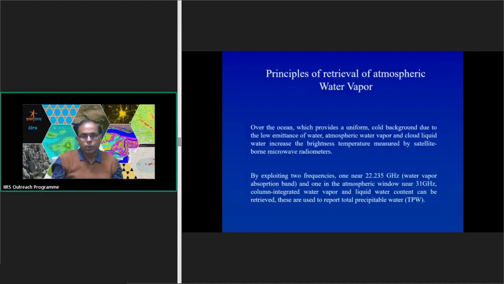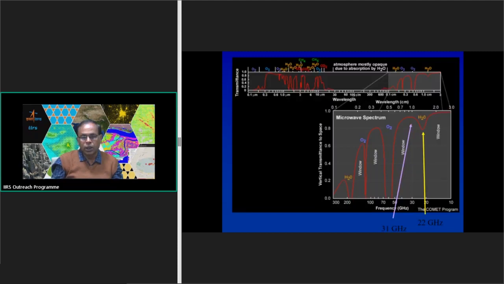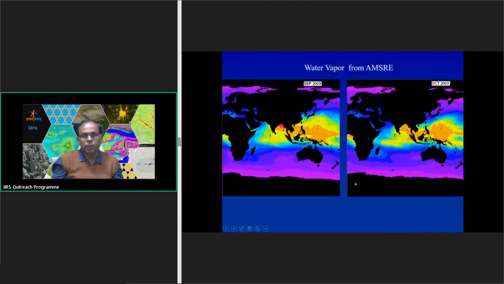And this is the principle of retrieval of atmospheric water vapor: over the ocean, which provides a uniform cold background due to the low emittance of water, atmospheric water vapor and cloud liquid water increase the brightness temperature measured by satellite-borne microwave radiometers. By exploiting two frequencies, that is 22 gigahertz and 31 gigahertz, we can easily find out the water vapor concentration.